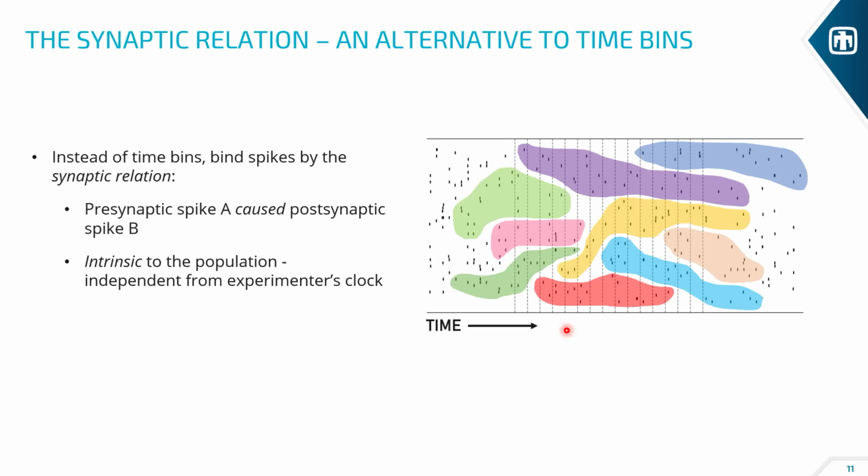So computation in the brain has to be supported by the synaptic relations between spikes, because the synapses are what mediate the interactions between spikes to propagate activity through the network. And so I'd like to propose that instead of binding spikes together into groups by time bins, we try to bind them by their synaptic relationship to each other. So, if we could quantify the degree to which a presynaptic spike caused a postsynaptic spike, then maybe we could build groups of spikes that are bound together by this relation and build new abstractions on top of that. I think this is useful because that notion of synaptic relatedness is intrinsic to the population and gets us away from having to rely on the experimenter's clock to define the relation.